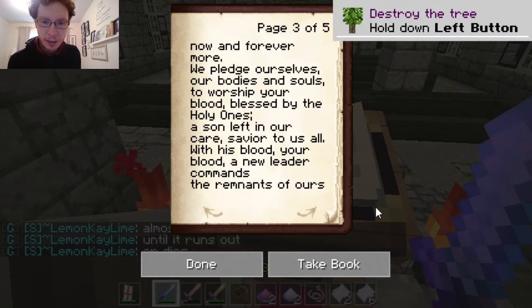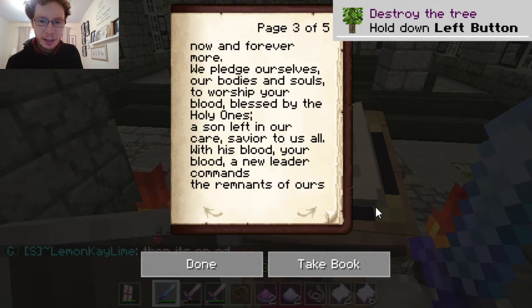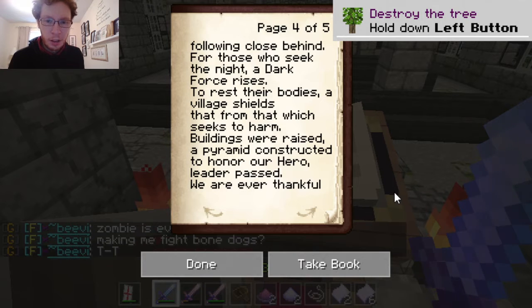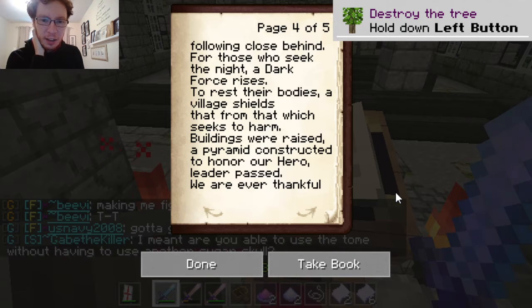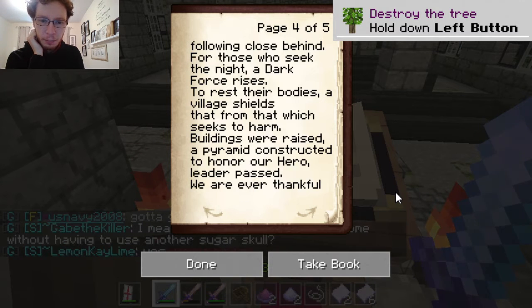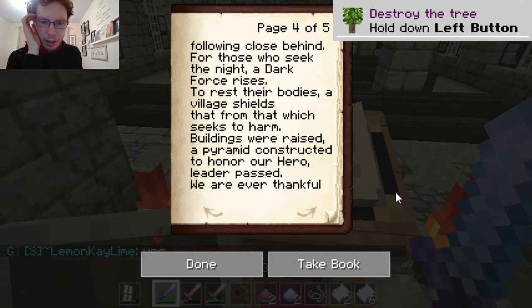We pledge ourselves, our bodies and souls, to worship your blood, blessed by the holy ones, a son left in our care, savior to us all, with his blood, your blood, a new leader commands, the remnants of our following close behind. For those who seek the light, a dark force rises. To rest their bodies, a village shields not from which seeks to harm. Buildings were raised, a pyramid constructed to honor our hero.